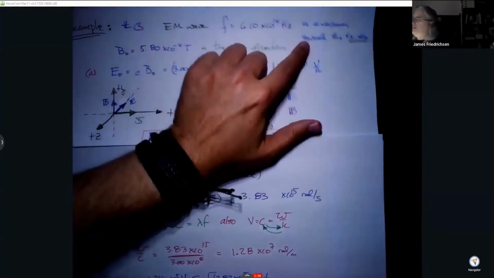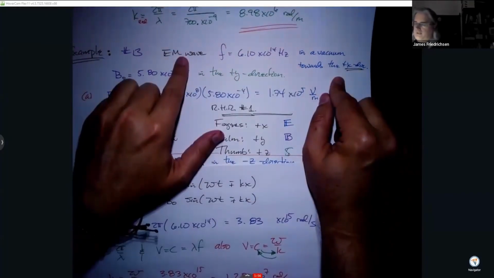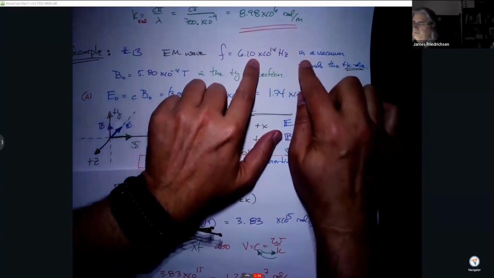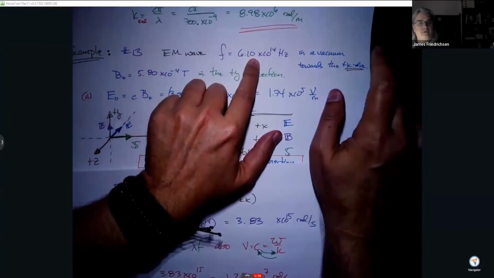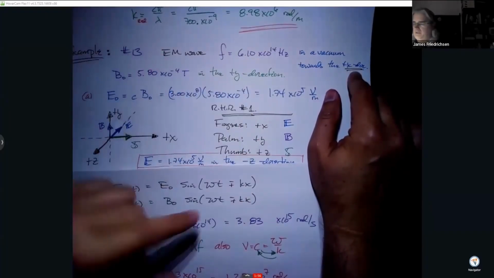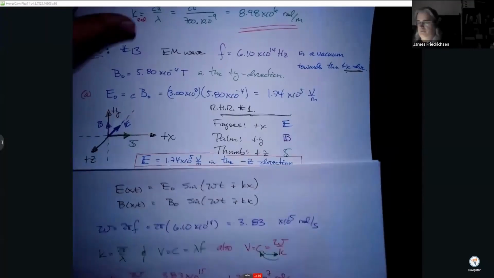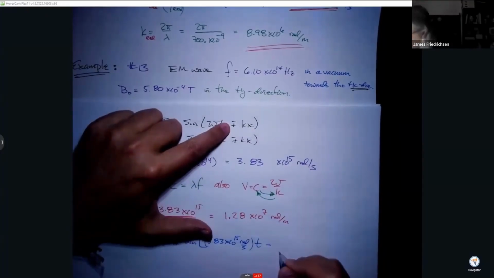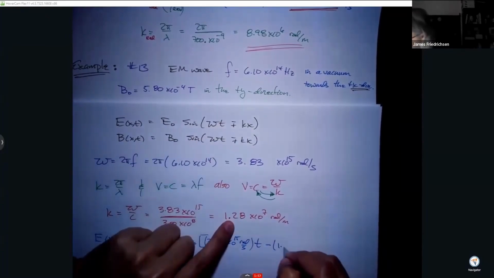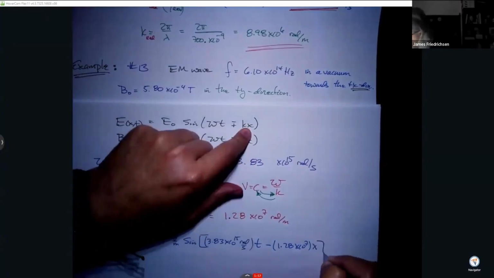And so notice that in the problem, they told us that our electromagnetic wave had this frequency. It was traveling in a vacuum towards the plus x direction. So if we're going to do the positive x direction, then what sign do we have in between the terms? So we're going to go to the right. Yeah, then we're going to do the minus. Are we good? So it'll be the minus sign. So we pick up the minus. Then we write down the k, this one here, the 1.28 times 10 to the 7 times our x. And there it is.